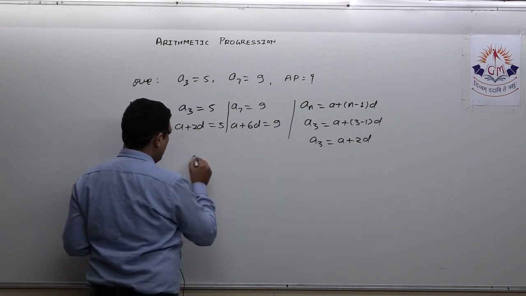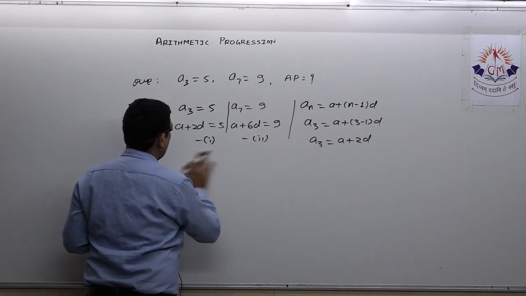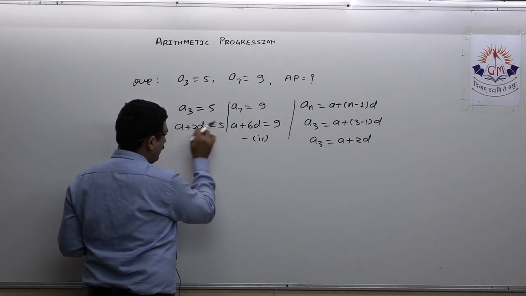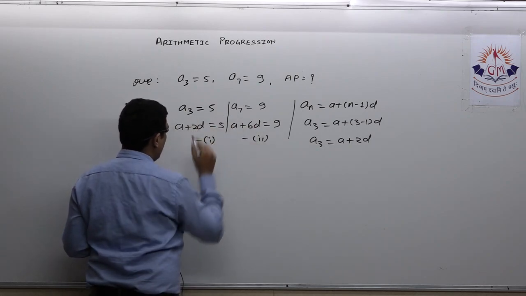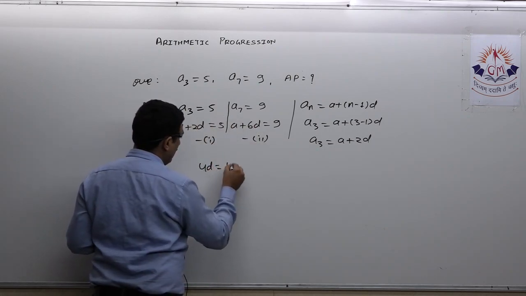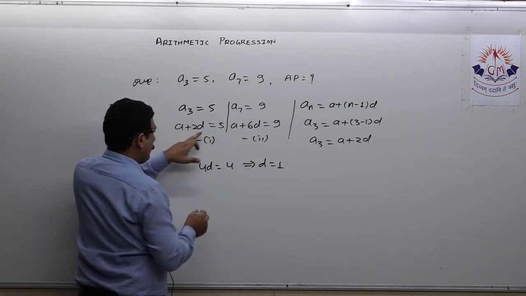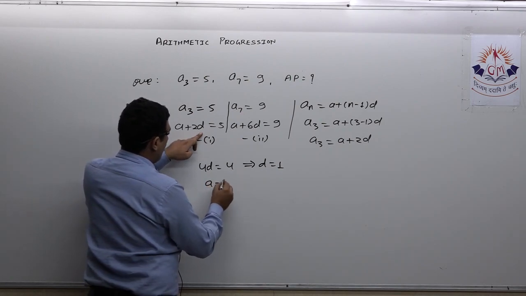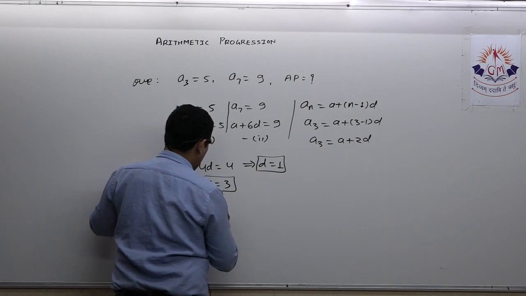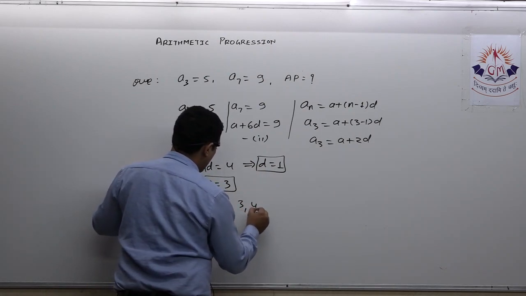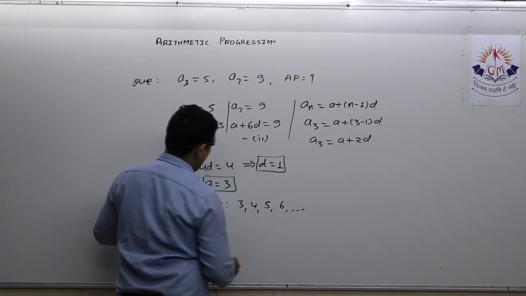So, solving these two, let us say first and second, what I will get simply, if I subtract first from second, I will get 6d minus 2d, 4d is equal to 4, that gives me d equal to 1. And if I put d equal to 1, I will get a equal to 3. So using these values, I can write the AP, that is 3, then 4, then 5, then 6, and so on.